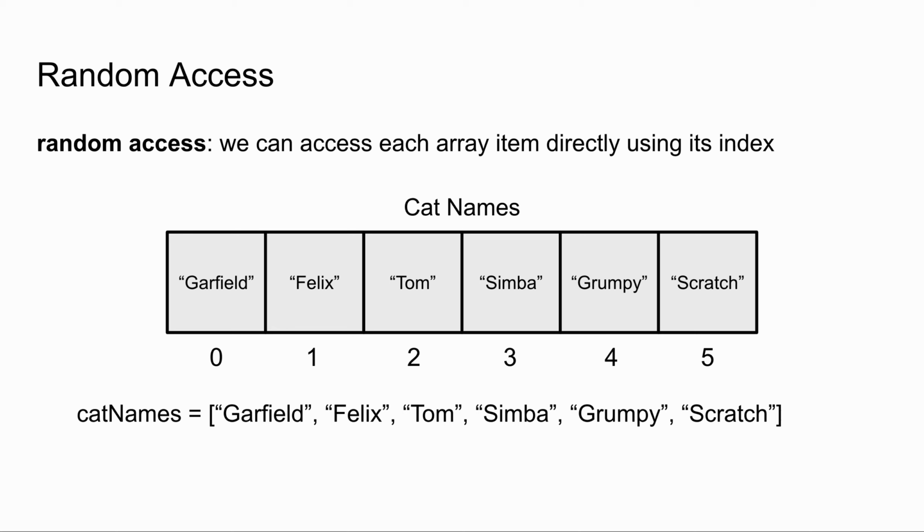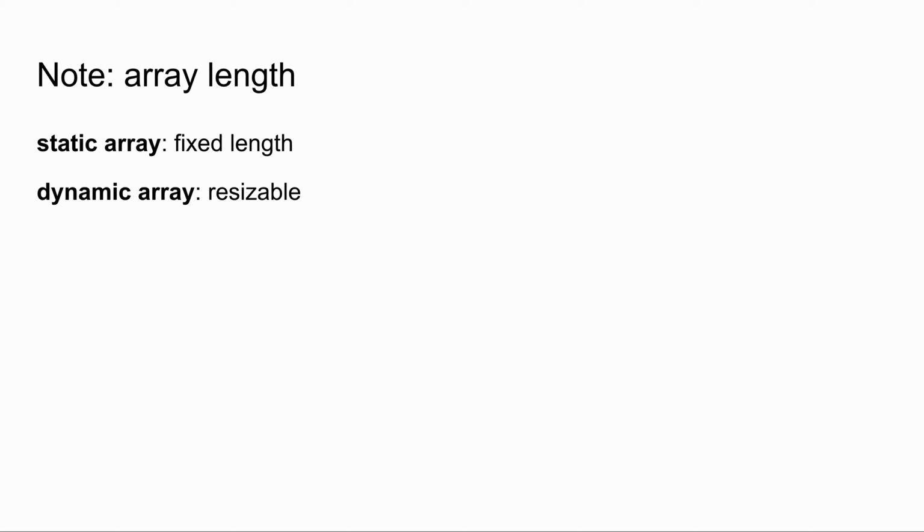First, I declare our cat names array. Then, just by using the index of an element, I can return the cat name at index 4, which will get us Grumpy. Remember that our array is 0 indexed, so the cat name at the 4th index is actually the 5th cat name.